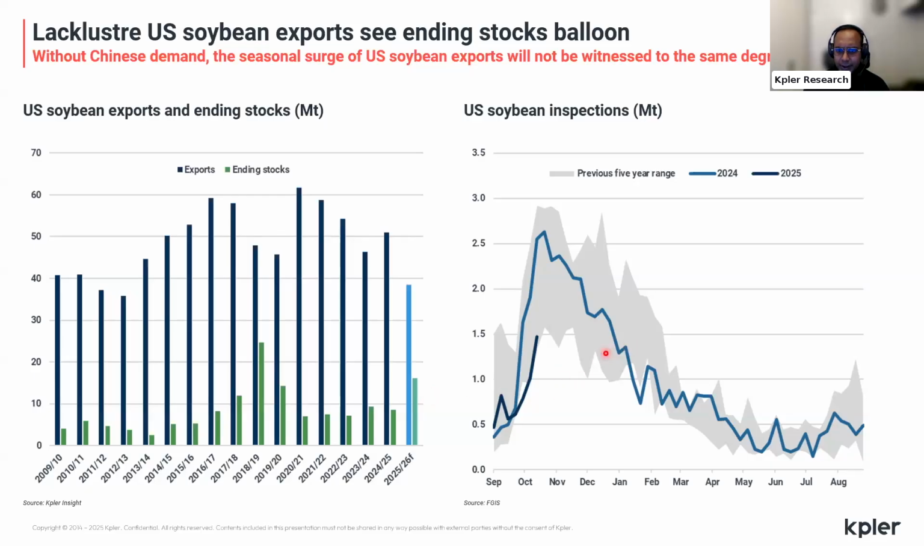Weekly inspections are reflecting the same thing. The last inspection data point was close to 1.5 million tons, which is in line with the seasonal peak, but not as high as last year, and we don't expect it to go as high as last year in absence of Chinese demand. So that's it on the basic S&Ds for corn and soybeans. I'd be happy to take any questions at this point.